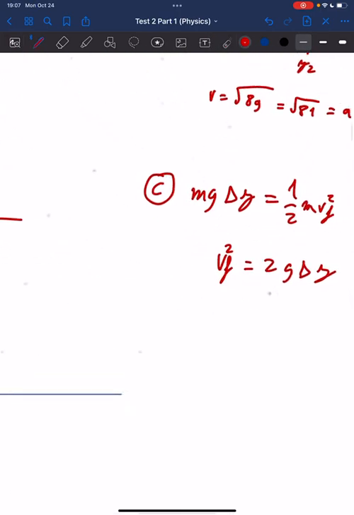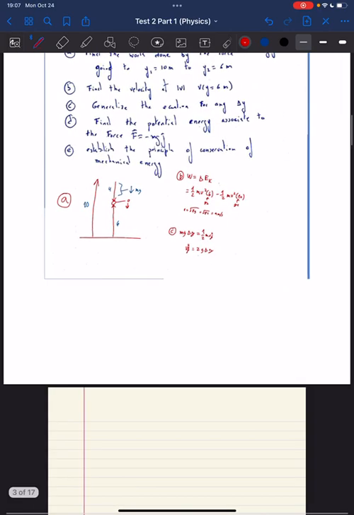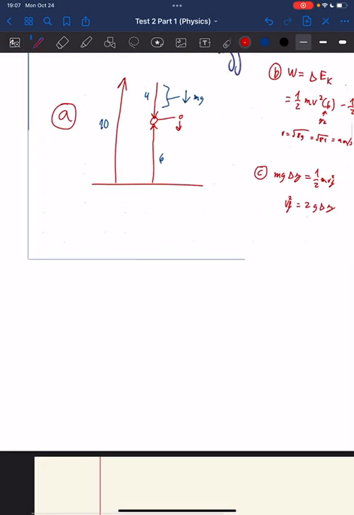Yes, so the next one is D. And for D, it says find the potential energy associated with the force, and they give us that formula. This is a long process, but we're going to get through this.